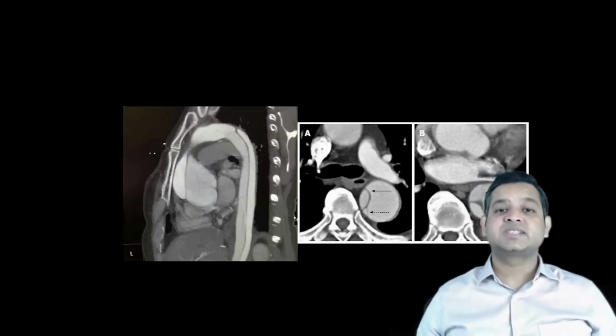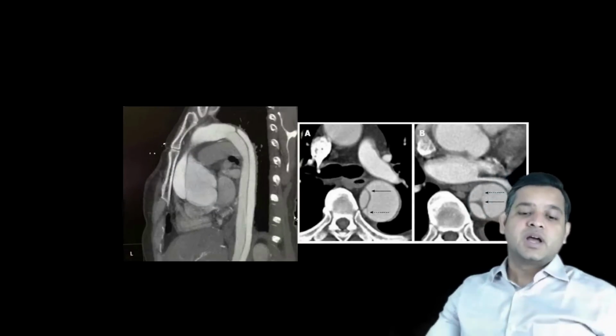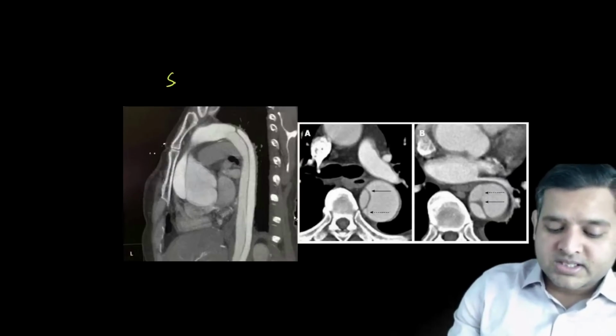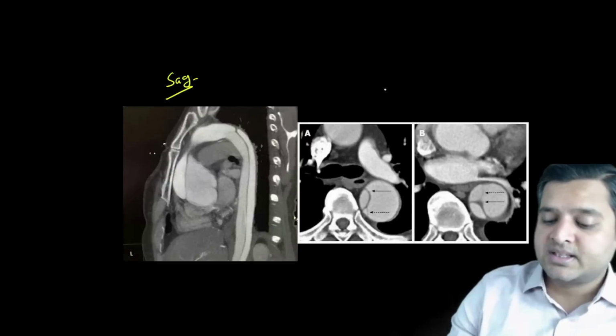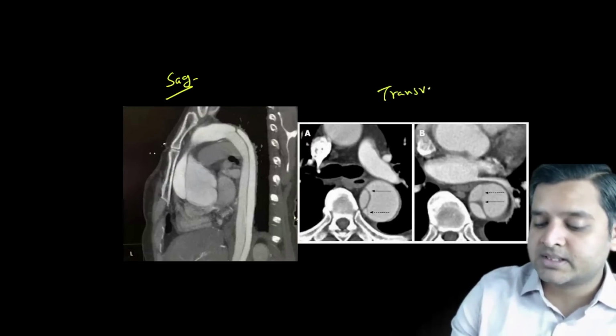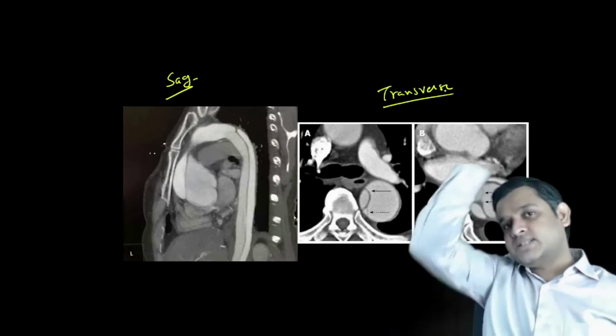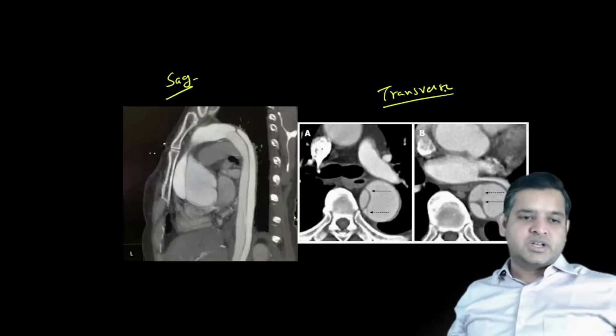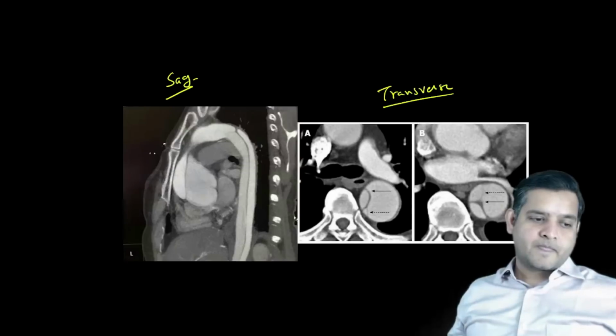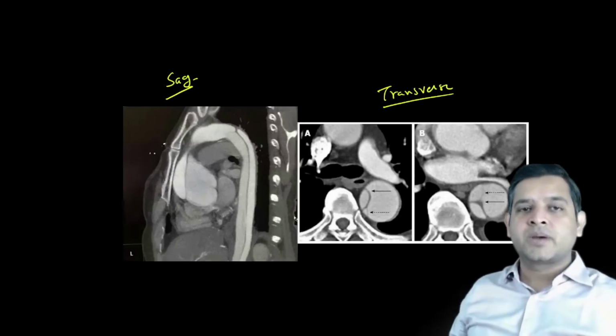Okay. Now let us see these images. What do we see in these images? I hope all of you can see this is the sagittal image and this is the transverse section. If somebody has a problem, do let me know. A sagittal section and a transverse section. What are these images? Are these CT or MR?